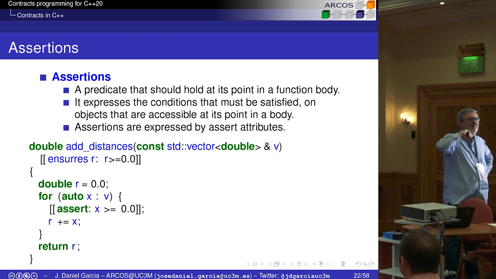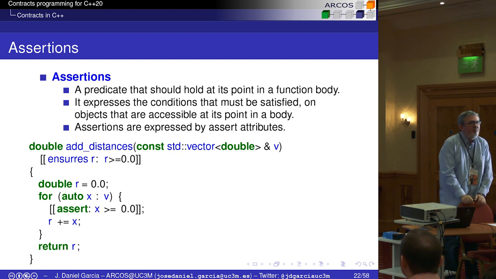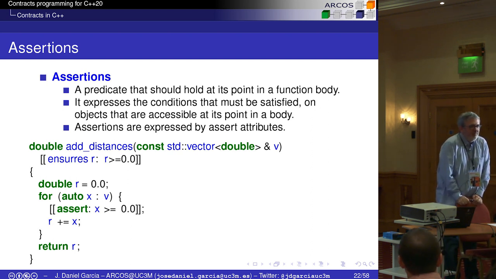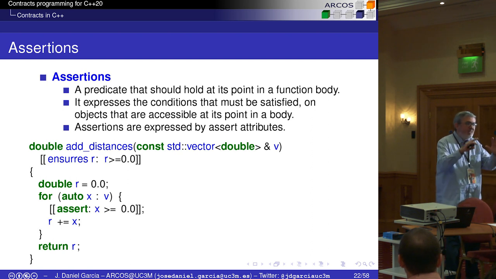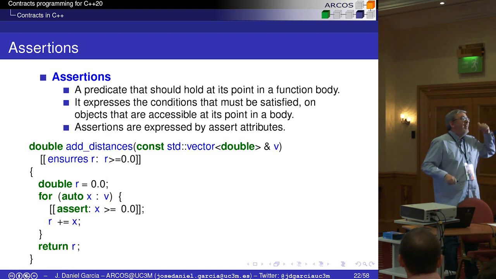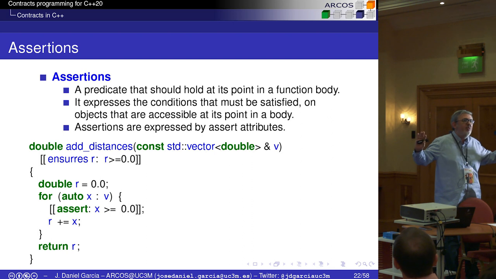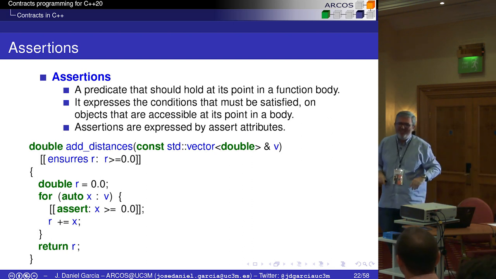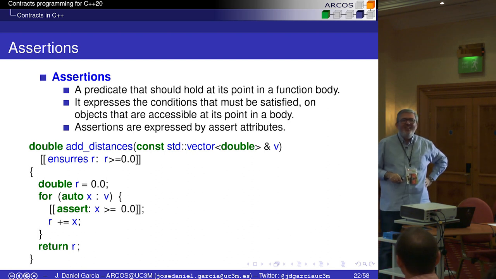You're going to get around to how you handle class invariants later on? Class invariants. We don't have class invariants. For now, we don't. As I say, this is a minimal proposal. And I would like to have class invariants and loop invariants and many other things, but not for now. No, this is ensures.